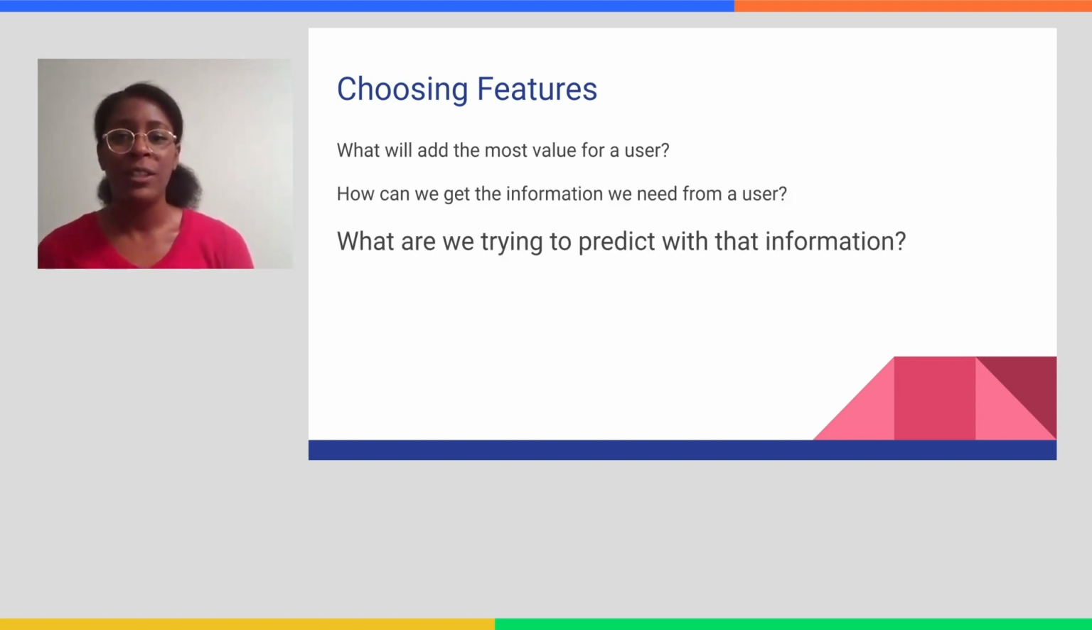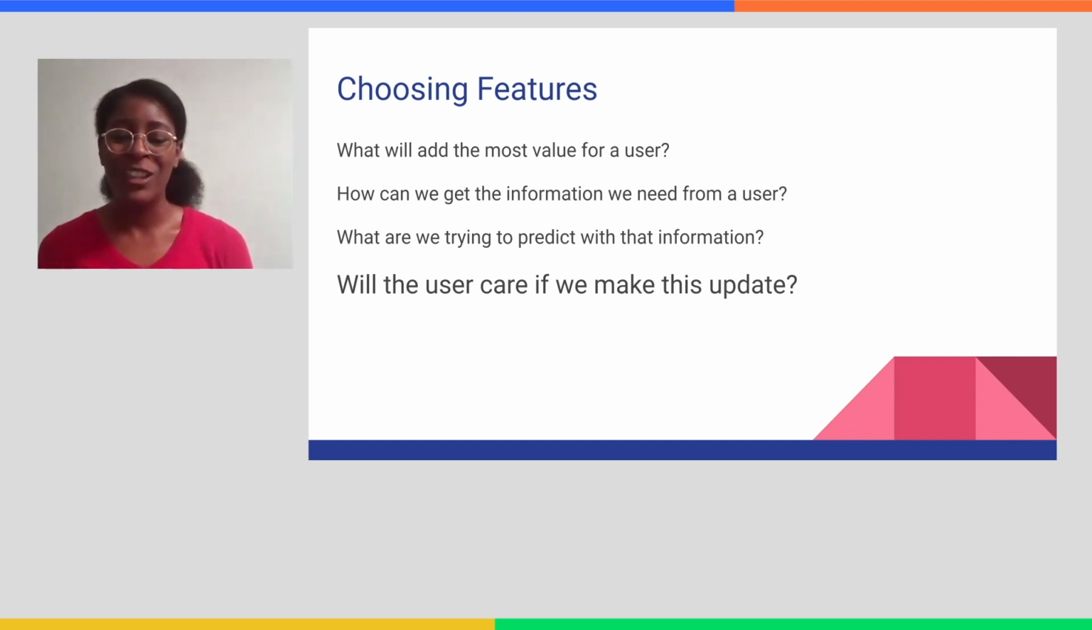And then this is a really important question you should ask in the beginning. What are you trying to predict with all of the information you get from a user? So that's the point of the machine learning problem, is you're trying to make a prediction based on previous information.